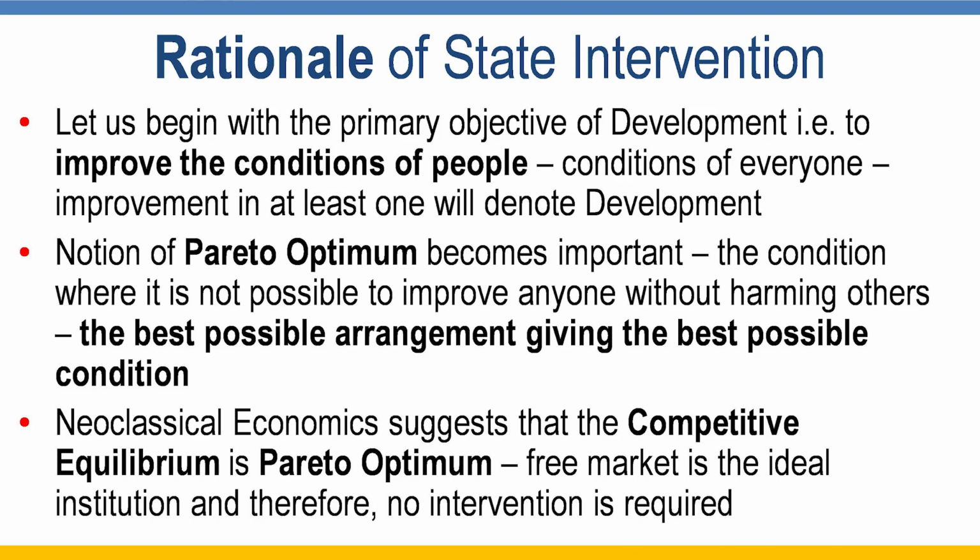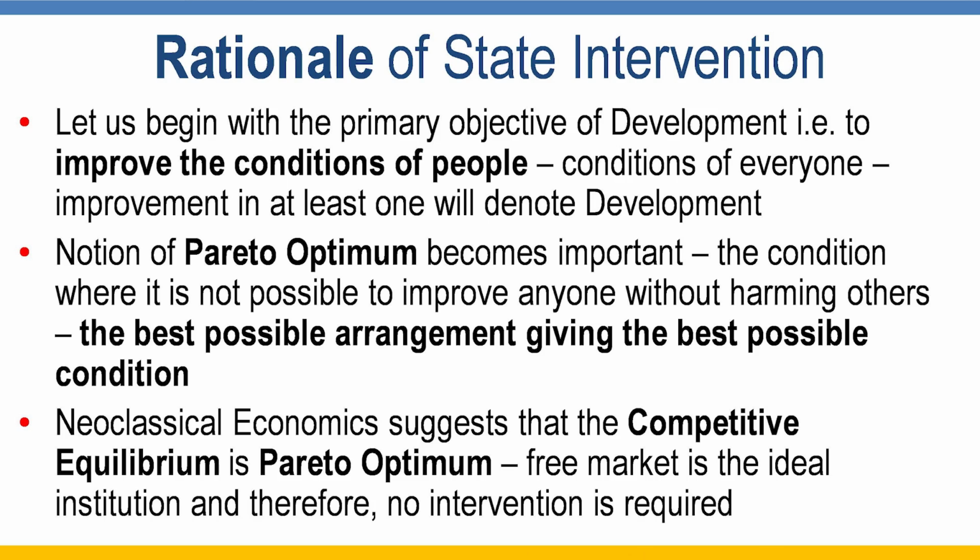Now herein comes the question of Pareto optimum. We know from the theory that Pareto optimum is a condition where it is not possible to improve anyone without harming others. That is, it denotes a kind of best possible arrangement giving the best possible condition. So that's the condition of Pareto optimum.